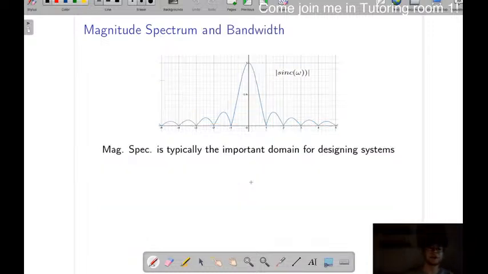So the magnitude spectrum is going to be the focus of what I'm talking about here, just because it's typically the most important one for designing systems. I'm not saying that the phase spectrum should be ignored, because the phase spectrum is what guarantees uniqueness. It's what guarantees that we can exactly derive a system using both of them, whereas if we just had one alone, we wouldn't be able to say much about it. But the magnitude spectrum is typically what we talk about when designing interpretable systems. This is the one we're concerned with.